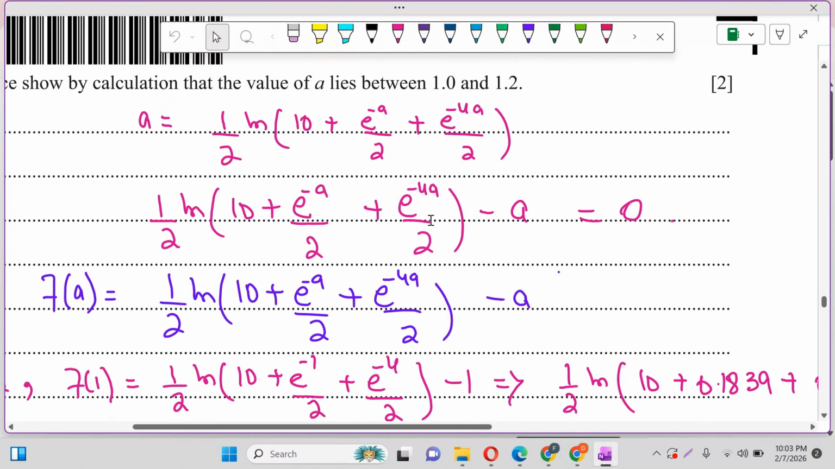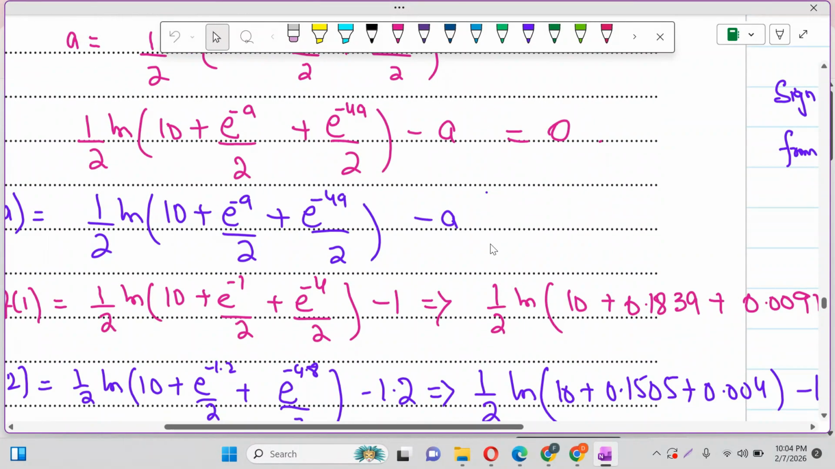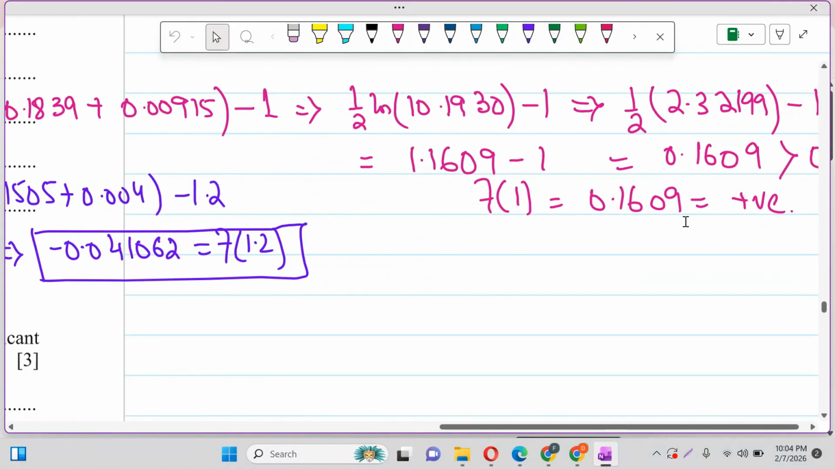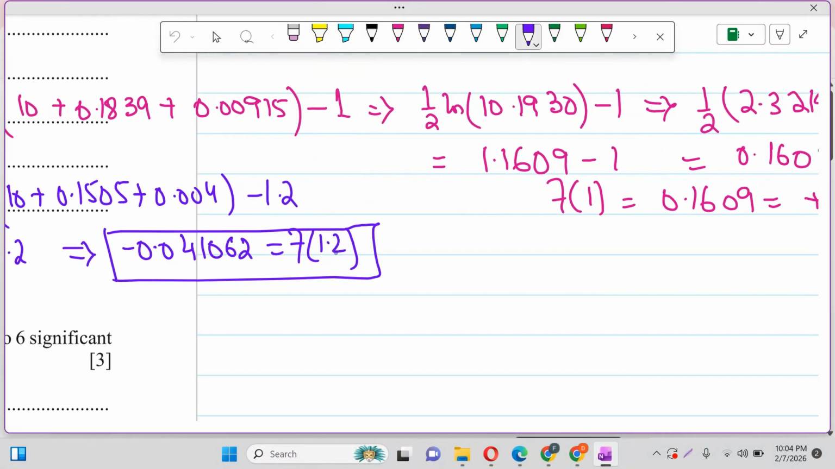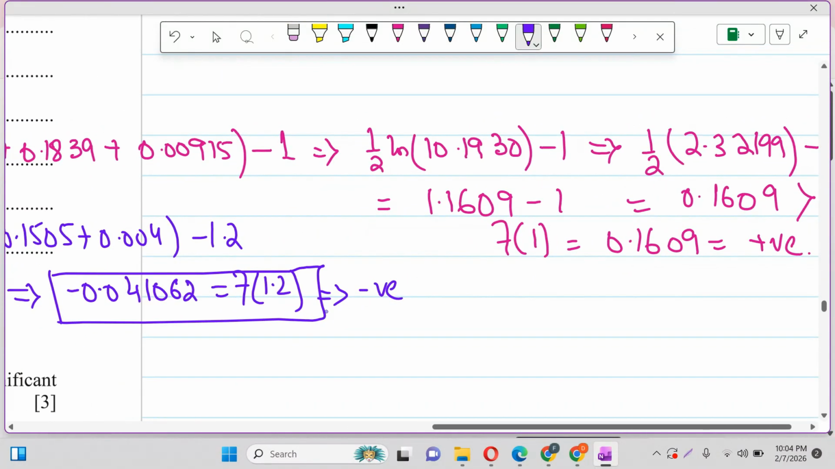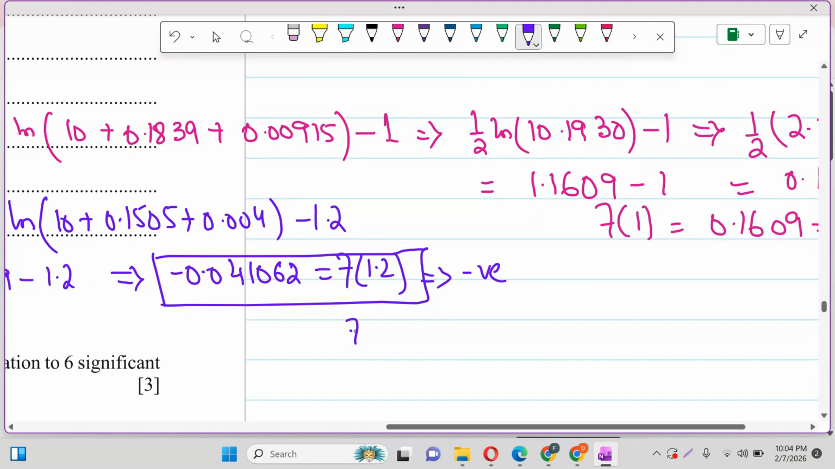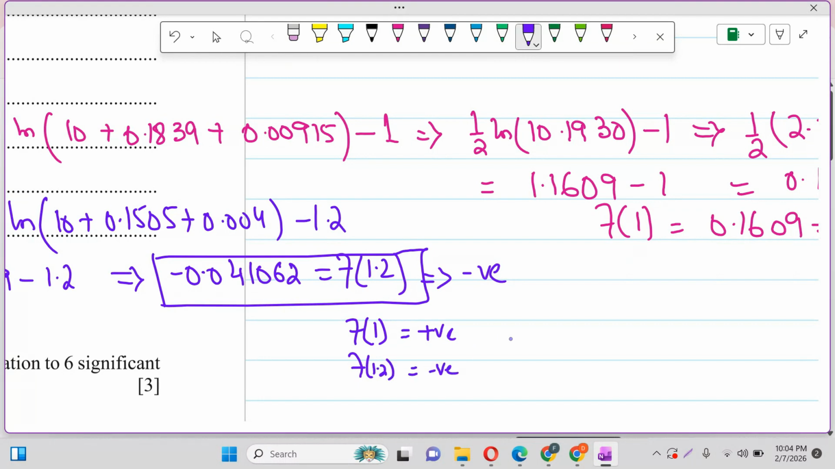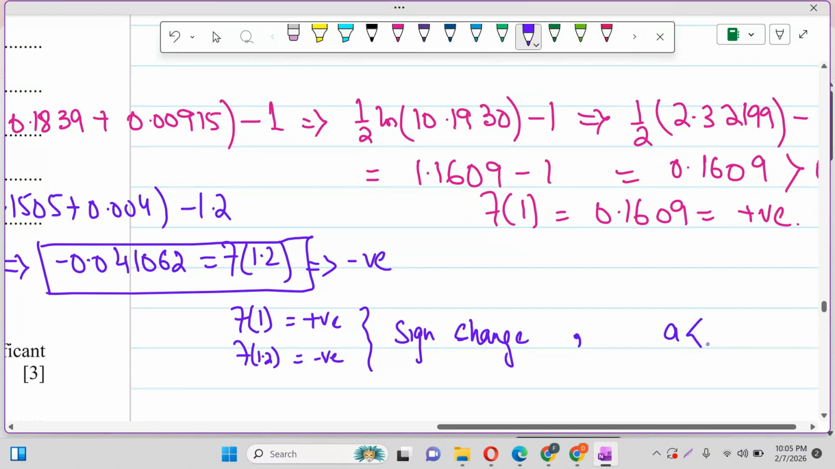Okay, we need to show that a lies in between 1 and 1.2, and we have proved that f of 1 is positive and f of 1.2 is negative. So there should be some value of a for which f of a is equal to 0. We can say that f of 1 is positive and f of 1.2 is negative, so there is a sign change. So we can say that a will be in between 1 and 1.2.